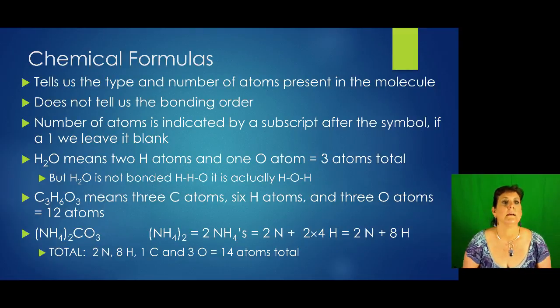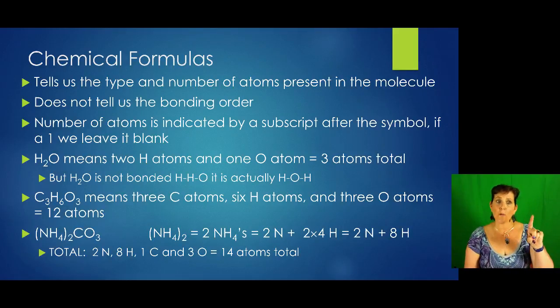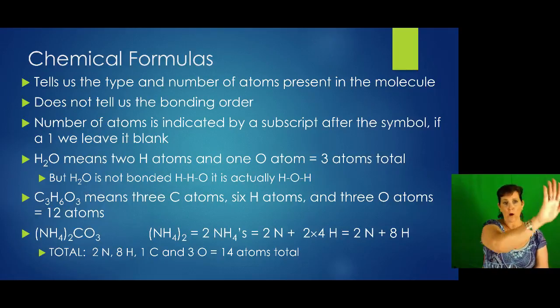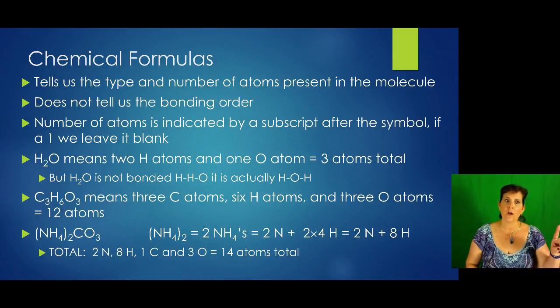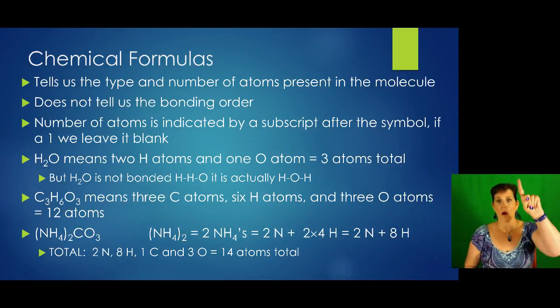Chemical formulas. Chemical formulas tell us the type and number of atoms in the molecule. It does not tell us how they're bonded together, however. The number of atoms is indicated by a subscript after the symbol. If it's only one atom, we don't actually write a 1. So H2O means 2 hydrogens, and then there's nothing after the oxygen, which means it's 1 oxygen.